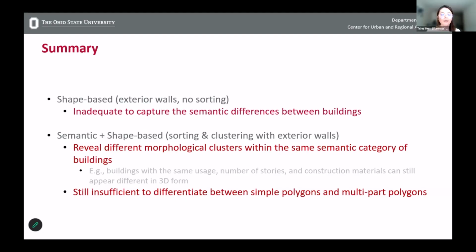And then the second point is that we integrated semantic attributes into the shape-based clustering method. And we were able to show that even within a semantic group, we were able to have different morphological clusters to inform us how many templates would be optimized and we need to build. But even so, we realized that it is still not enough to help us differentiate simple polygons and multi-part polygons. Next, please.